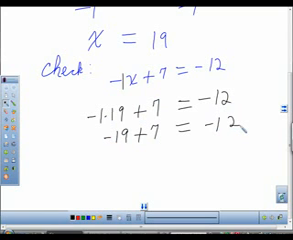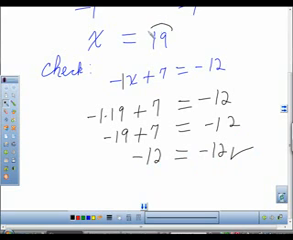Negative 19 plus 7. You're in the hole $19. You deposit $7. You're still in the hole, but only by $12. So minus 12 equals minus 12. It checks. So what is your answer? So 19 is what you're going to write for your answer or circle for your answer. Questions?